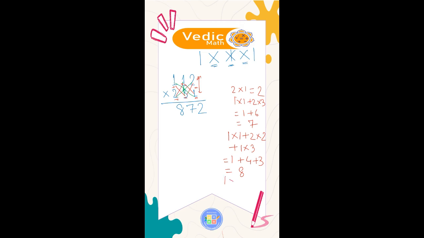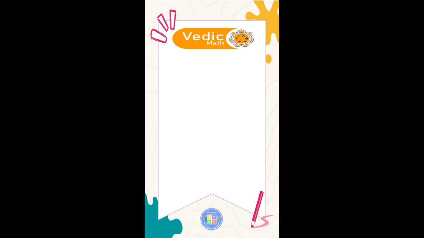Then the pattern is these two, this and this: 1 times 3 plus 1 times 2, that is 3 plus 2 will give us 5. Last is 1 times 2 will give us 2. So here is our answer, 25872.